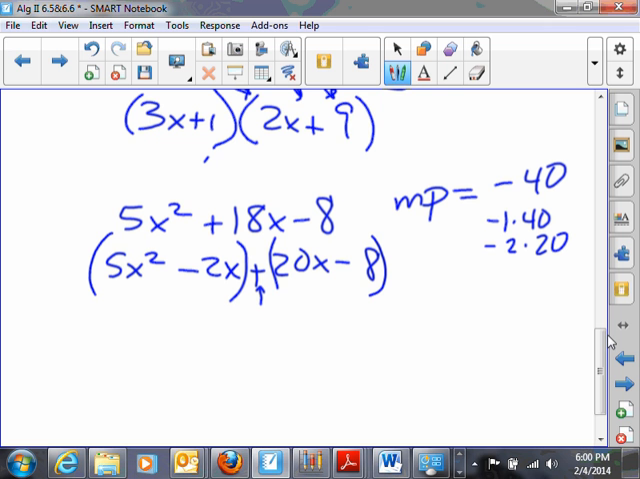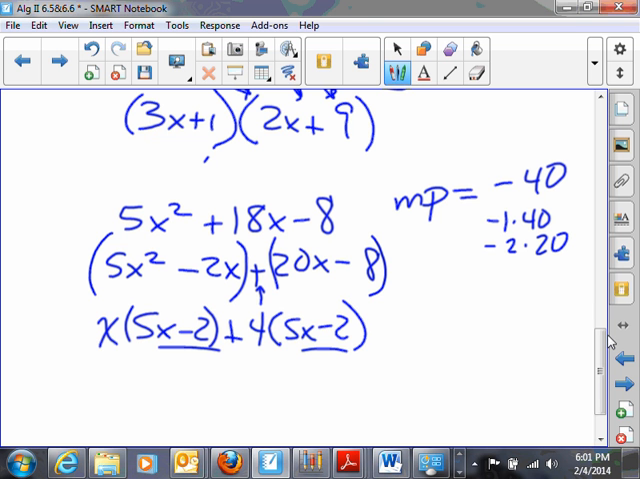And now we ask, what factors can we get out of the first one? Well, the only thing we can get out of the first one is an x. We're left with 5x minus 2. And in the second one, we can get what? We can get a 4 out of there. And we're left with 5x minus 2. Notice this happens again. So we write this as 5x minus 2 times x plus 4.